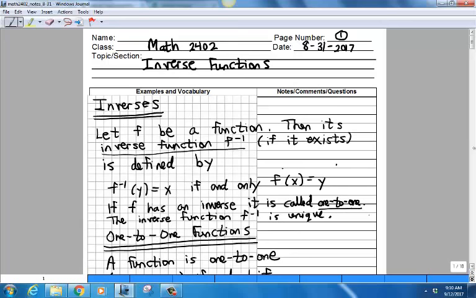Another thing you could say is the function has an inverse, or the function is invertible, or the function is one-to-one. All those phrases are interchangeable. And if a function does have an inverse, it only has one inverse. So inverses are unique. A function cannot have more than one inverse function.